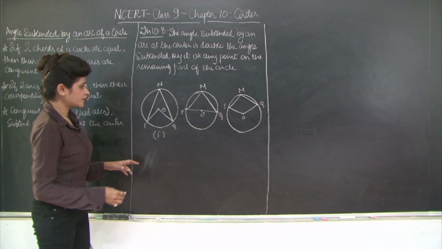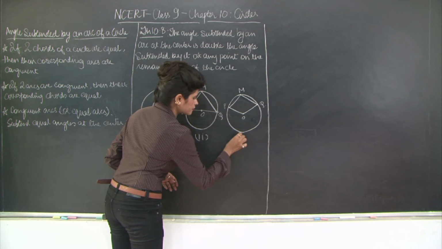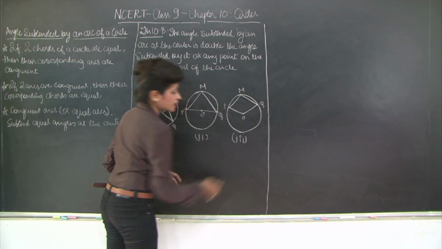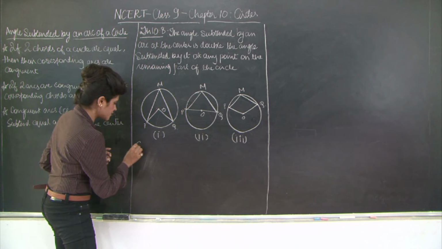So how do we prove that? Let's mark the figures 2 and 3. So how do we prove that POQ is twice PMQ? So let us first write the given.